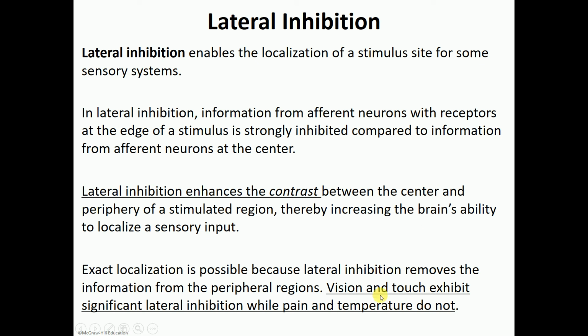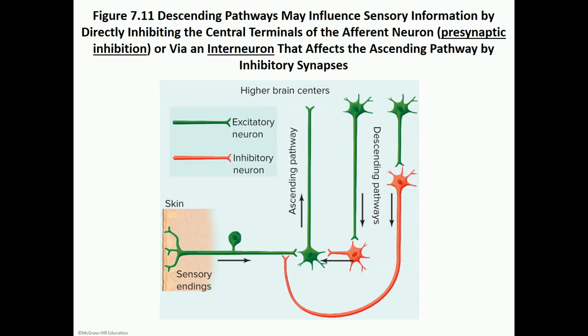And touch. Okay, so both vision and touch have significant lateral inhibition. Other things like pain and temperature do not. So if you've experienced pain or a burn, the area that is painful is pretty much a bigger area. It's hard to pinpoint exactly where the pain is coming from. You've got patients that would come in and say, this part of the abdomen is hurting, and we ask them to pinpoint where it is. It is sometimes hard to do that, okay? And that's because pain and temperature don't exhibit significant lateral inhibition, while vision and touch do.